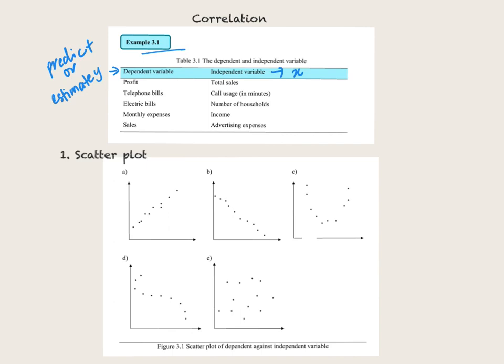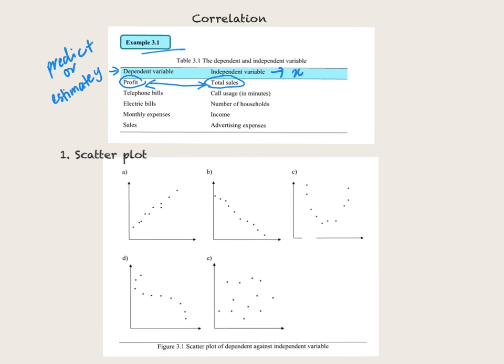So, as we can say, our total profit is directly related to total sales. So we need to explore the relationship between these two variables. That's what we call correlation between two variables.